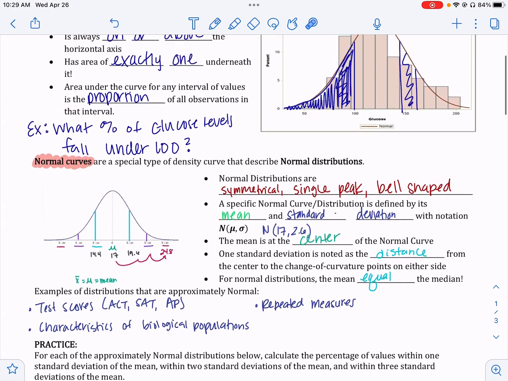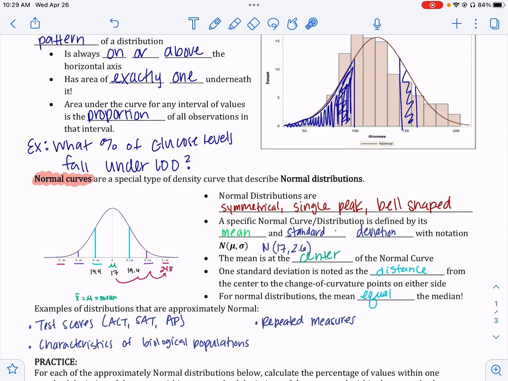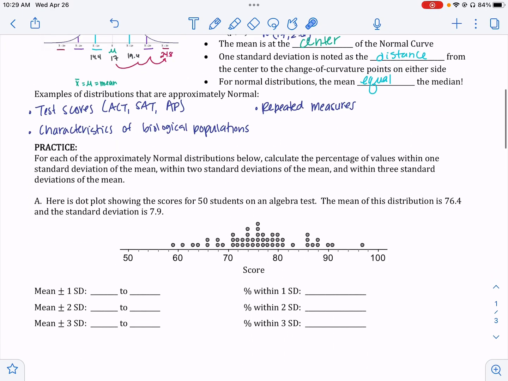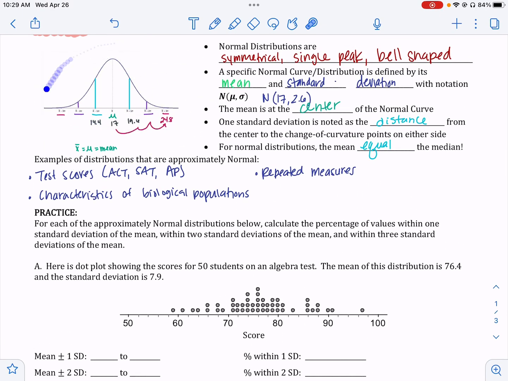So we're going to pause right here. If you're following along with me, you're going to go do your first check-in, and then we're going to come back and actually do some practice with finding this kind of stuff: your bins, your standard deviation cutoffs, and then what percent of data actually falls here.